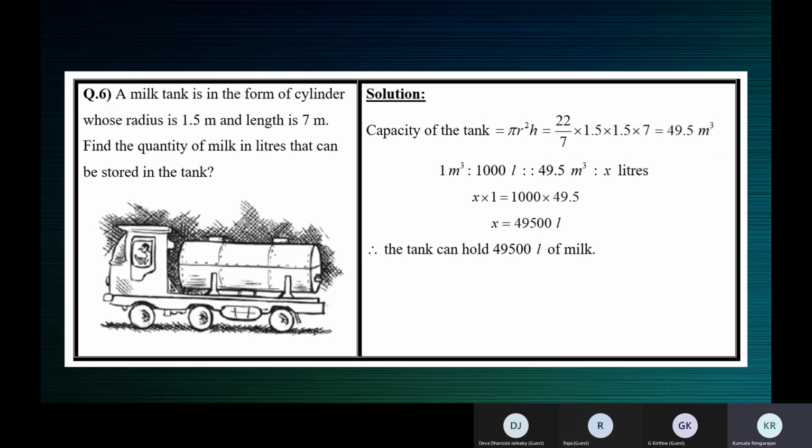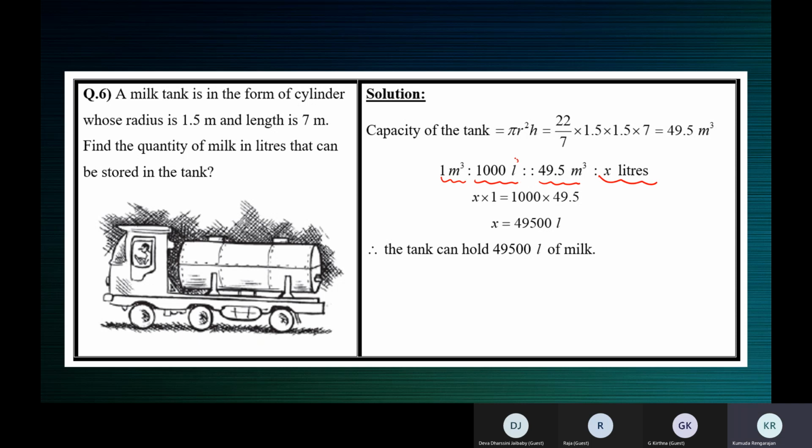Yes, ma'am. I'll repeat. Now, this is the standard relationship. This is a proportion. If it's an argument here, it's an argument here. If 1 meter cube is 1,000 liters, then 49.5 meter cube is how many liters?